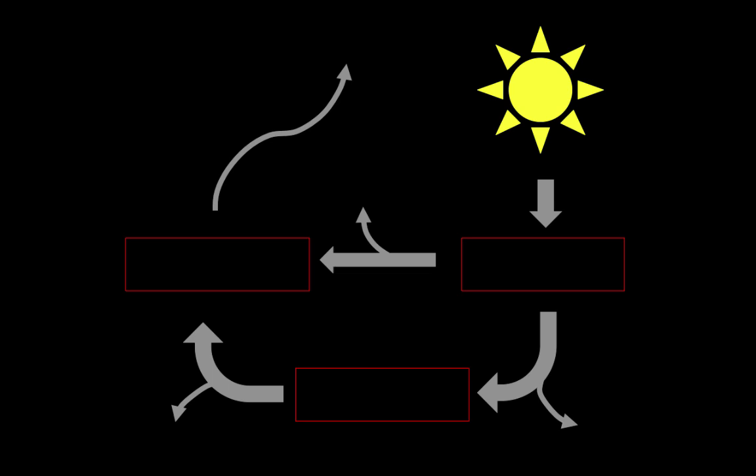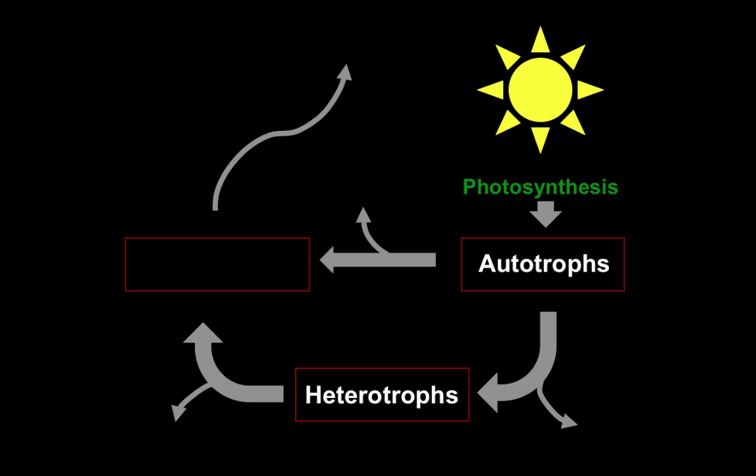So here we have a diagram that shows how energy moves through an ecosystem. So autotrophs take the energy from the sun through the process of photosynthesis. That's how it enters the ecosystem. Then various heterotrophs eat autotrophs and other heterotrophs and transfer that energy along.